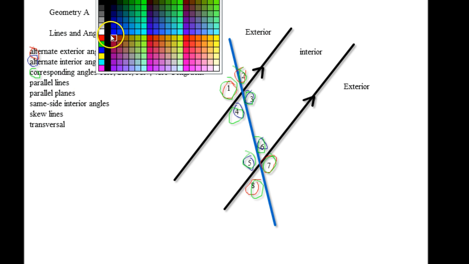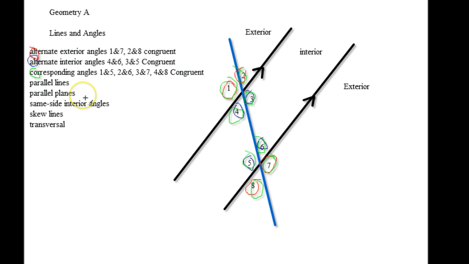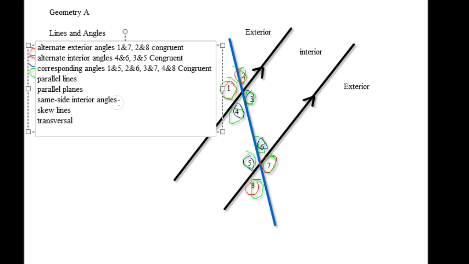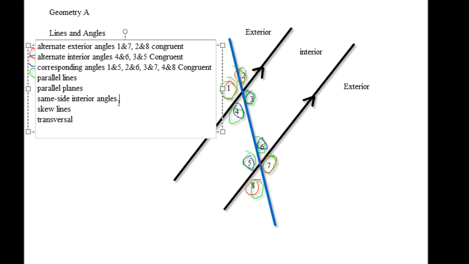Alright, same side interior. I used to call this something different, but same side interior angles is something huge that you need to know. Same side interior are not congruent. They're going to add up to 180. So angles 4 plus 5 equals 180 degrees.